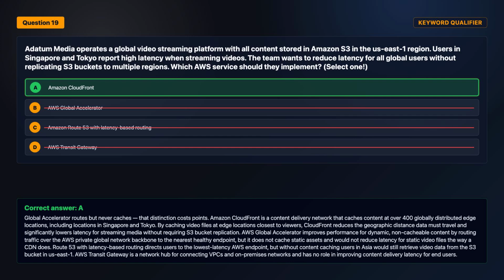AWS Global Accelerator improves performance for dynamic, non-cacheable content by routing traffic over the AWS private global network backbone to the nearest healthy endpoint, but it does not cache static assets and would not reduce latency for static video files the way a CDN does. Route 53 with latency-based routing directs users to the lowest latency AWS endpoint, but without content caching, users in Asia would still retrieve video data from the S3 bucket in US East 1. AWS Transit Gateway is a network hub for connecting VPCs and on-premises networks, and has no role in improving content delivery latency for end users.